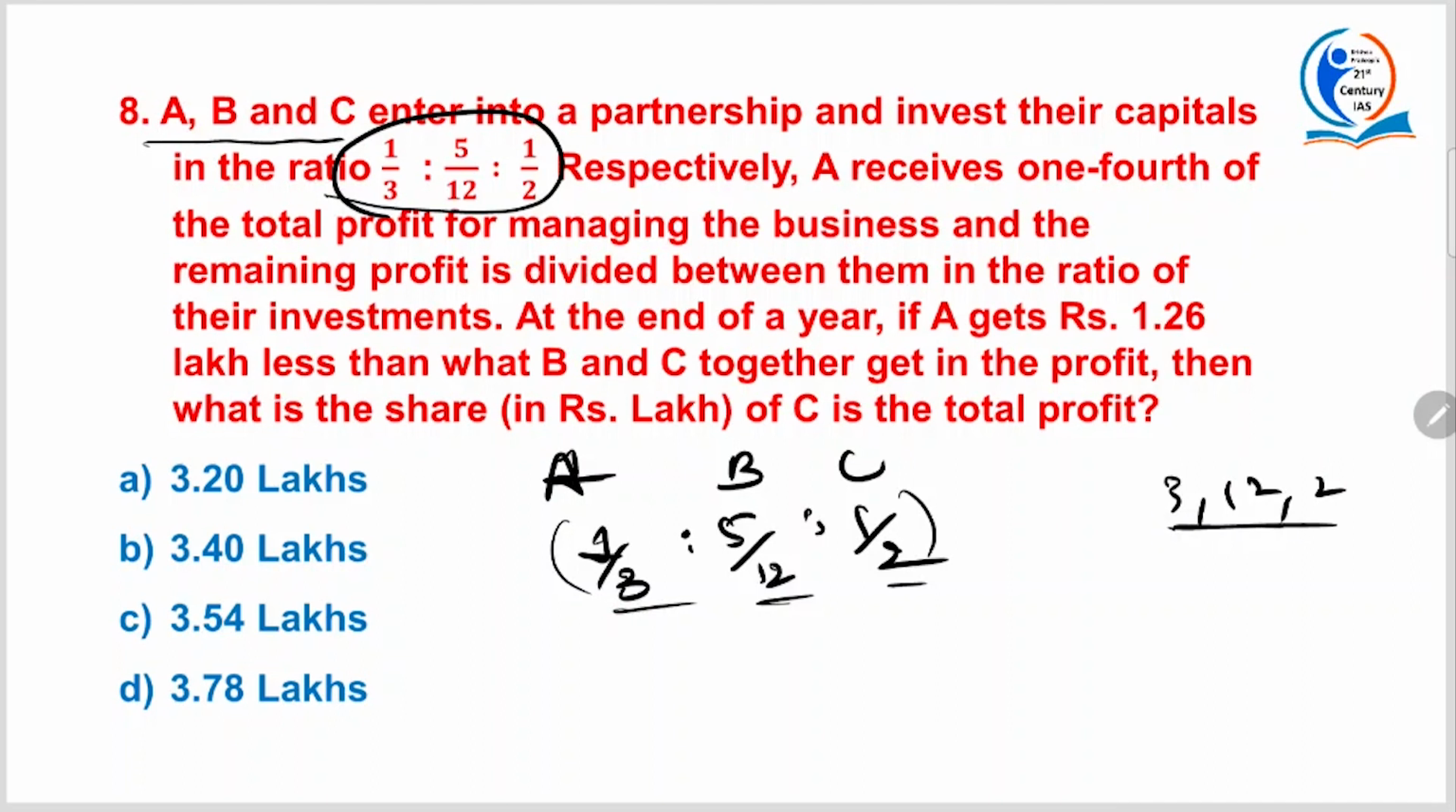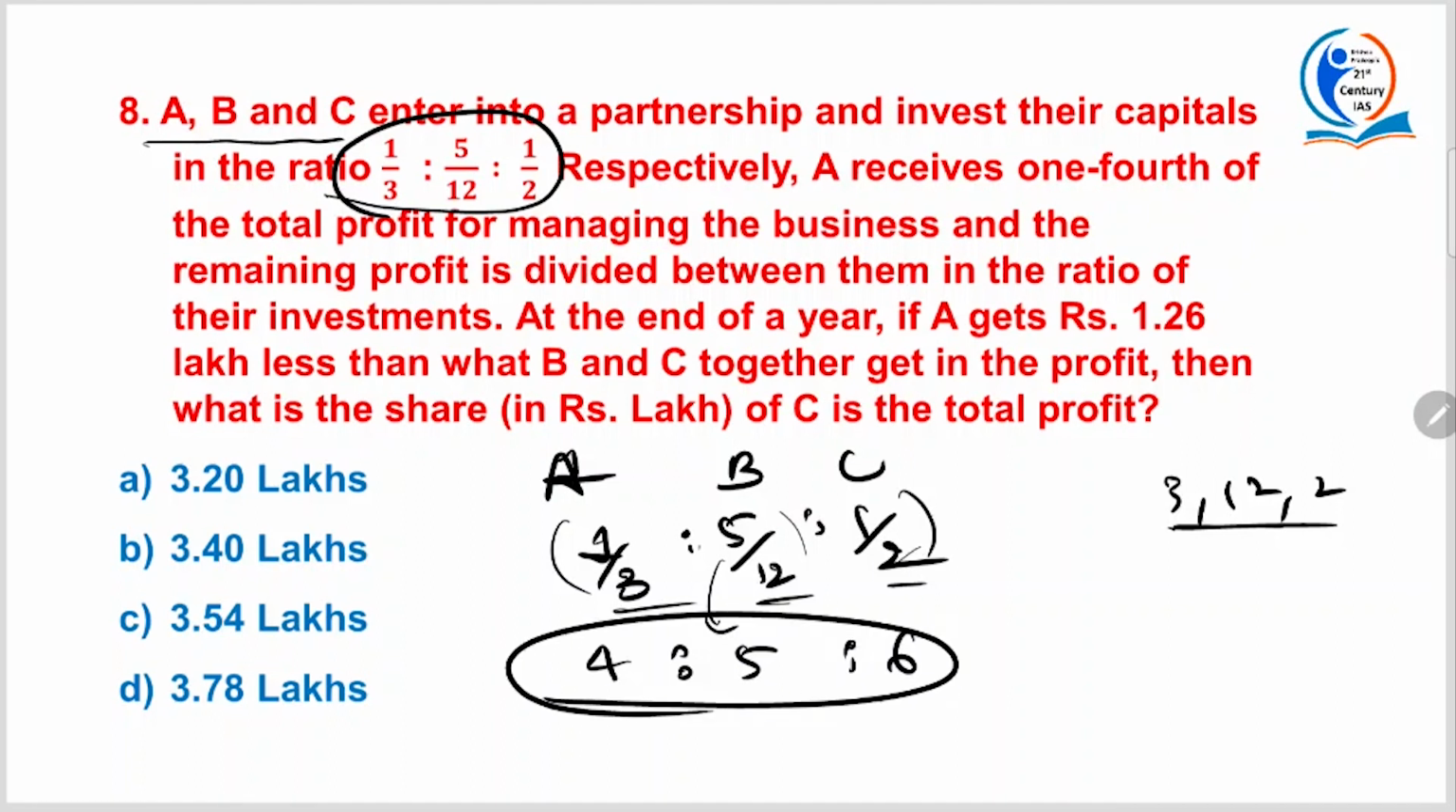Now what is the LCM of these numbers? It is 12, right? So multiply 1 by 3 into 12. How much is it? It is 4. If you're multiplying 5 by 12 with 12, it will become 5, and 1 half will become 6. So they have invested in the ratio 4 is to 5 is to 6.